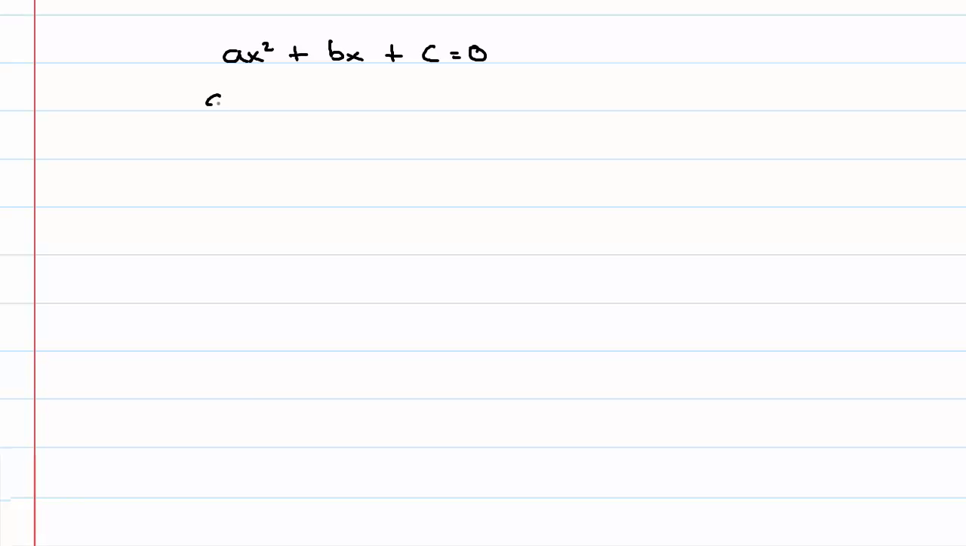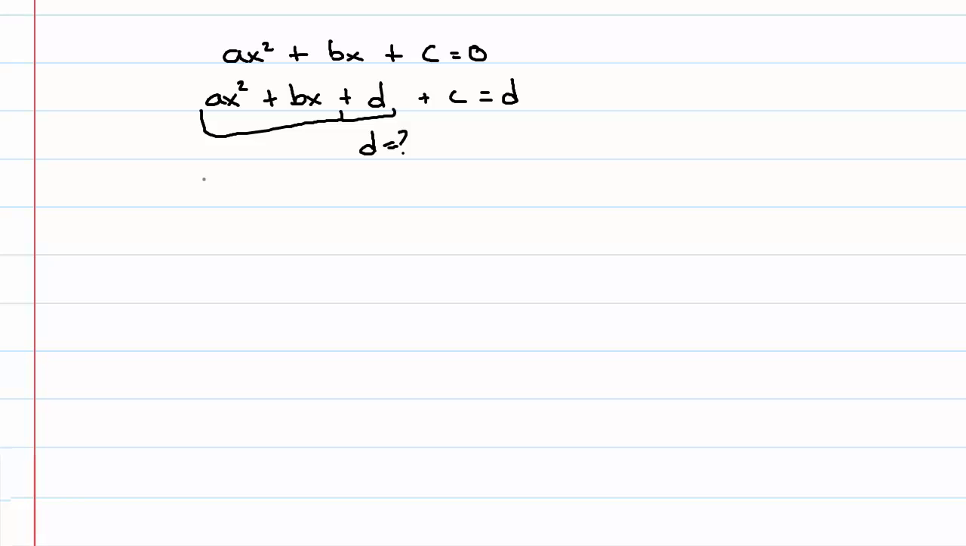Now if we have ax squared plus bx, we need to add a number here that will create this perfect square. However, because of algebra rules, we'll also need to add it to the other side. From here, this should give us our perfect square. But what should d be?